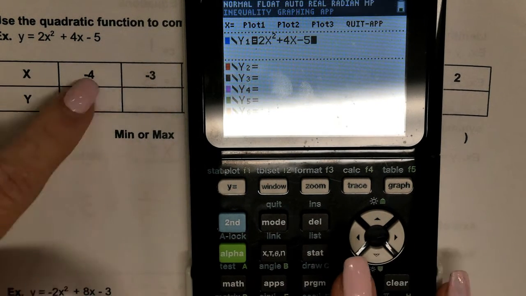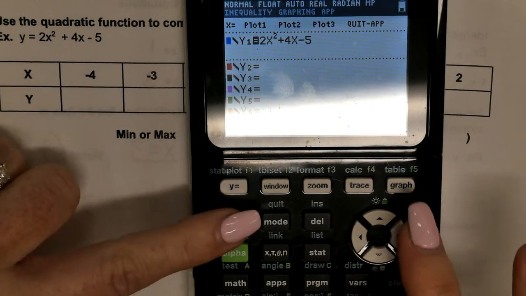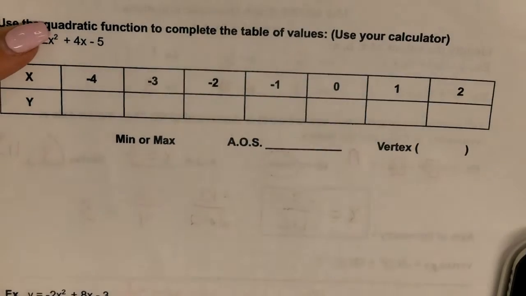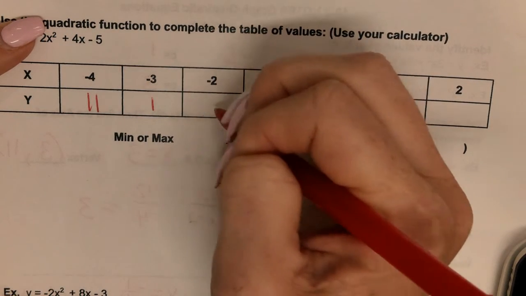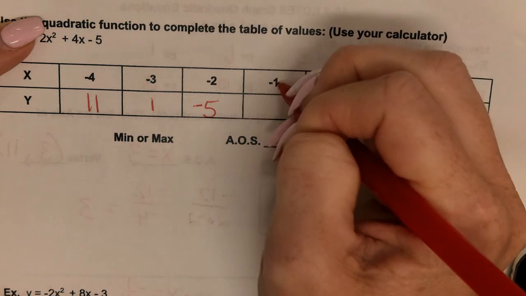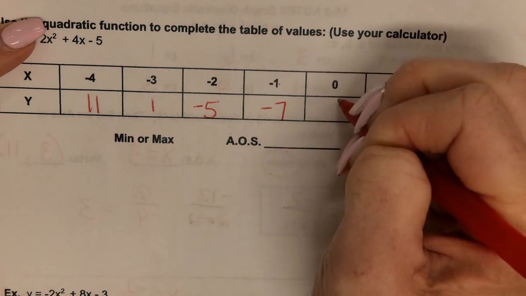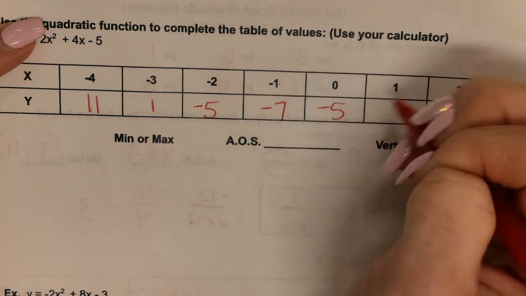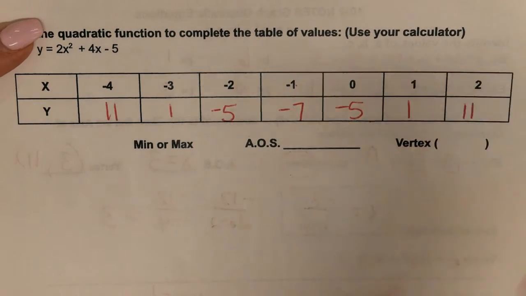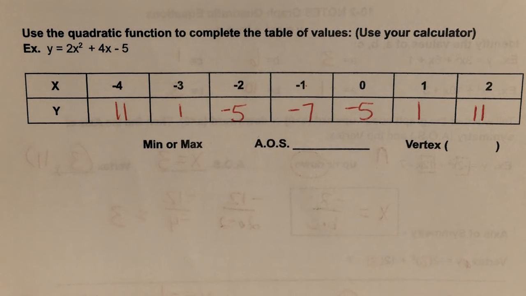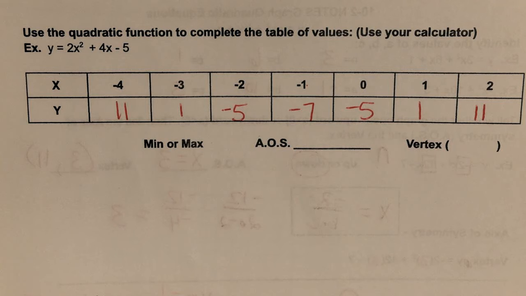Could you fill out that table like we did yesterday? Hit second table. So negative 4, 11, negative 3, 1, negative 2, negative 5. Write that down, and then we're going to talk about it.